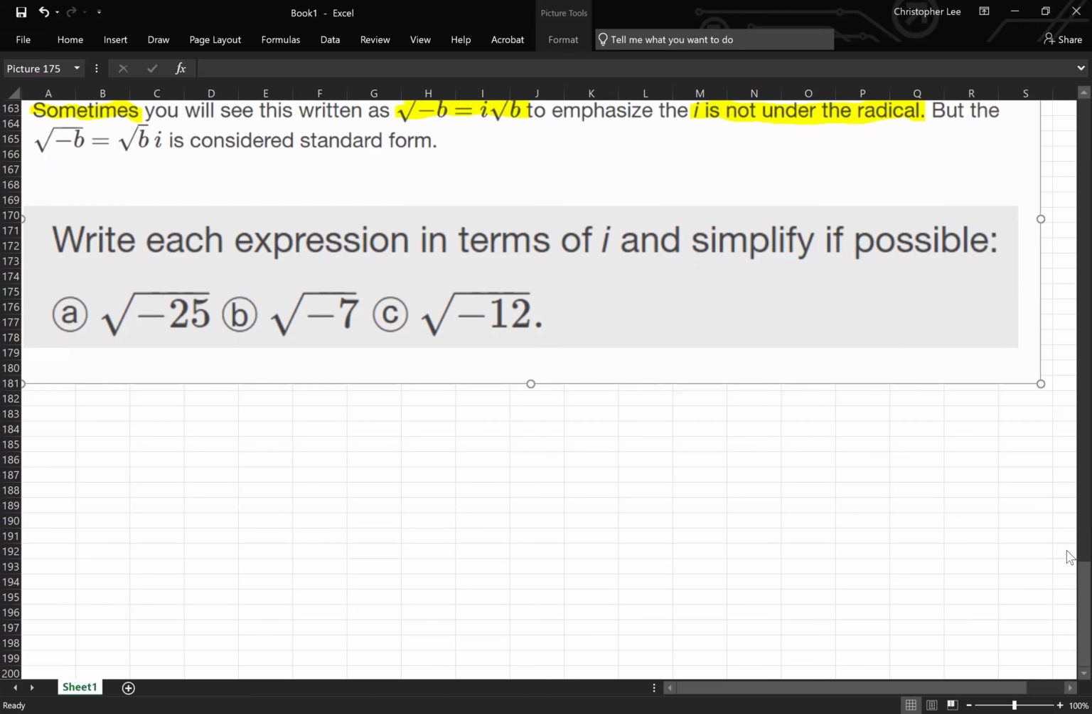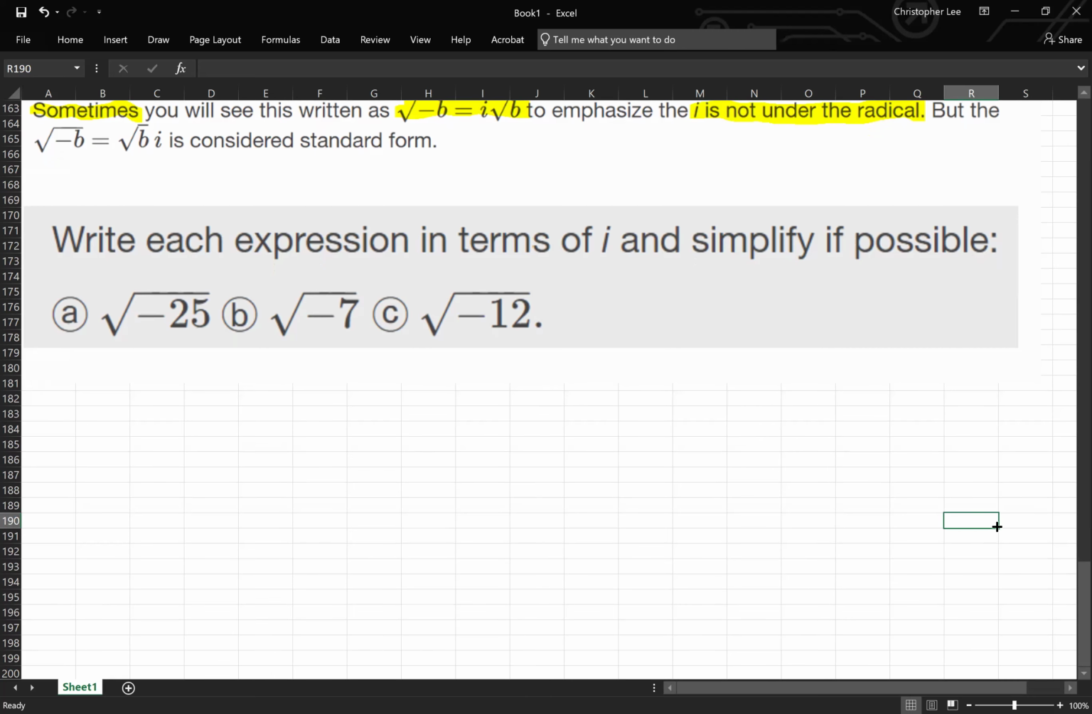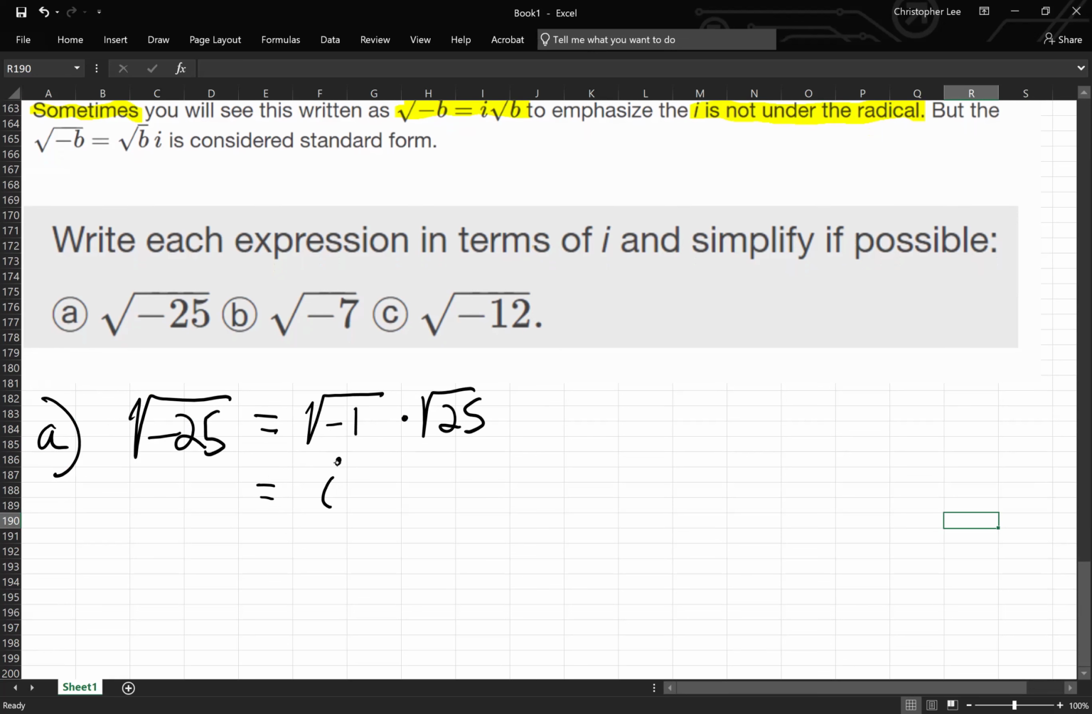Let's try this out real quick. Here are 3 examples. I'm going to do the first one. A is the square root of negative 25. This is equal to what? Look at this: square root of negative 1 times square root of 25. We all know what the square root of 25 is, right? That's just 5. But the square root of negative 1, that's i. So this would be i times 5. Rewriting that is the same as saying 5i.